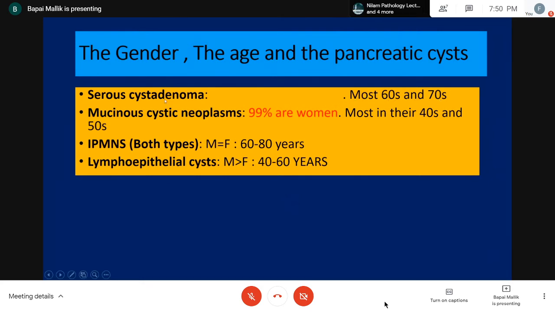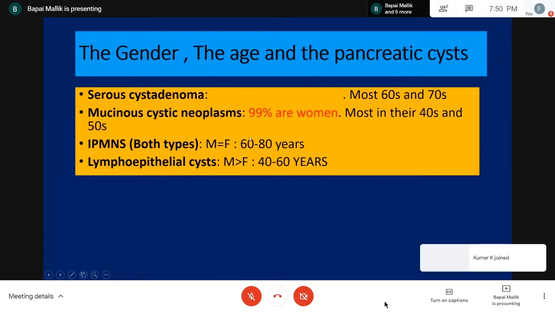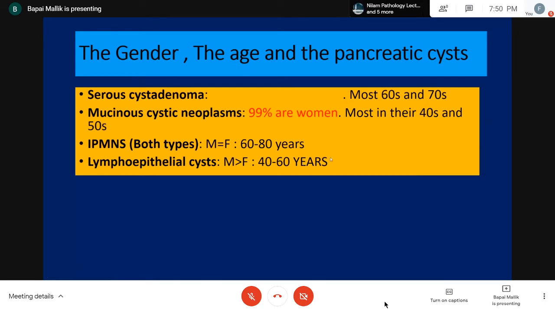Mucinous cystic neoplasms are very interesting. 99% of mucinous cystic neoplasms occur in women, and most of them are in their 40s and 50s. Very, very important point to remember. IPMNs, in both types, occur in males and females almost 50-50, between 60 to 80 years of age. Lymphoepithelial cysts, males a little bit more than females, within 40 to 60 years. So this is extremely vital from the angle of your decision-making procedure, as you are going to see later.